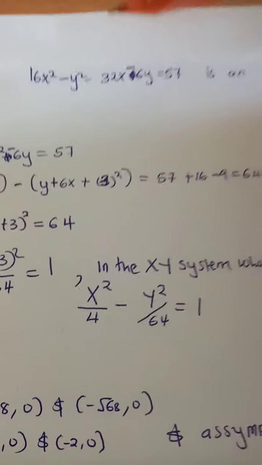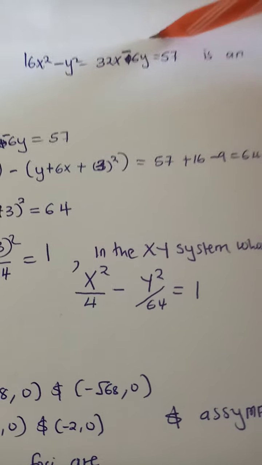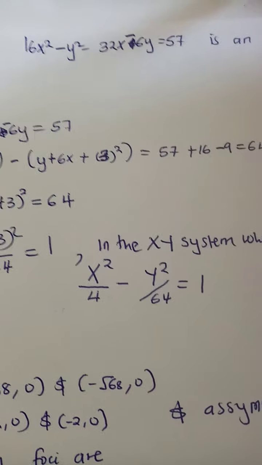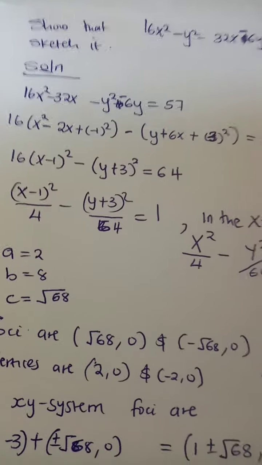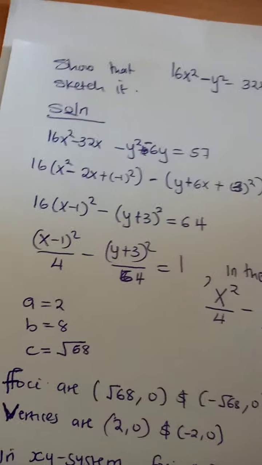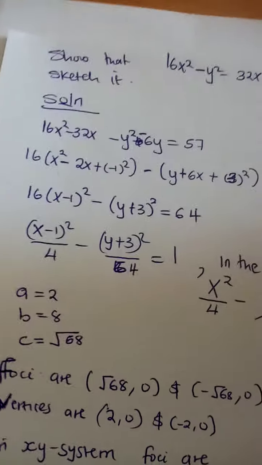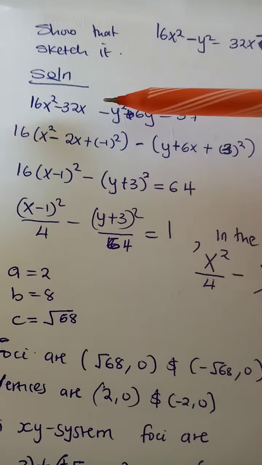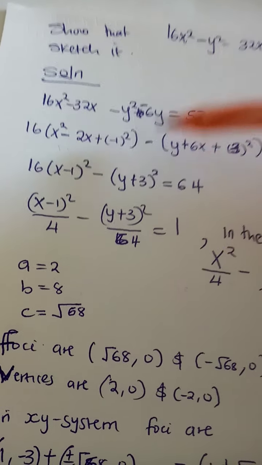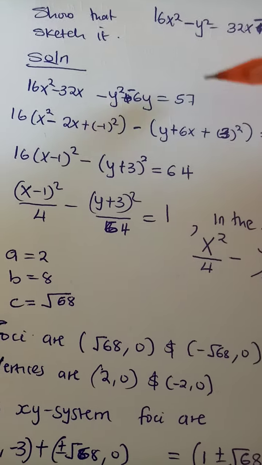Show that 16x squared minus y squared minus 32x minus 6y equals 57 is an equation of a hyperbola, and sketch it. You see, for us to show that, we need to complete the squares for x and y. This equation can be rewritten as 16x squared minus 32x minus y squared minus 6y equals 57.